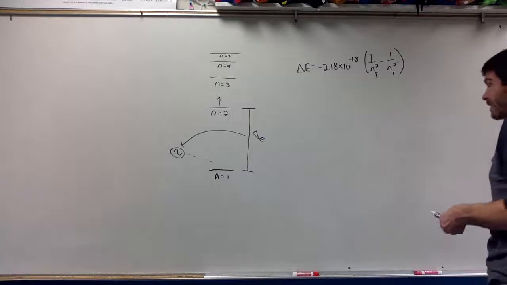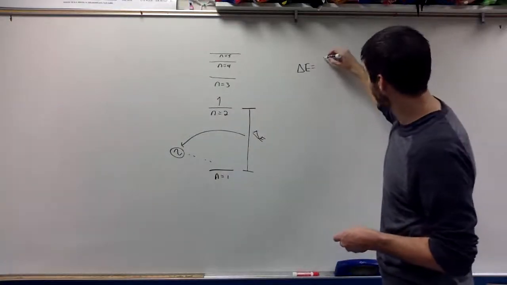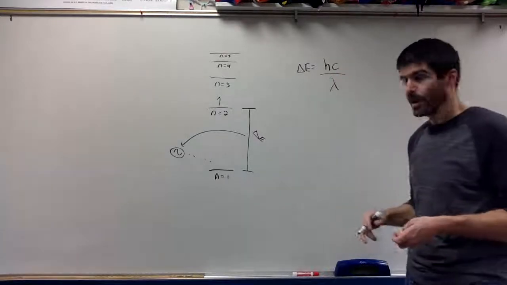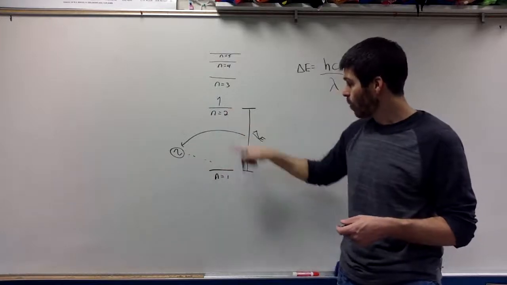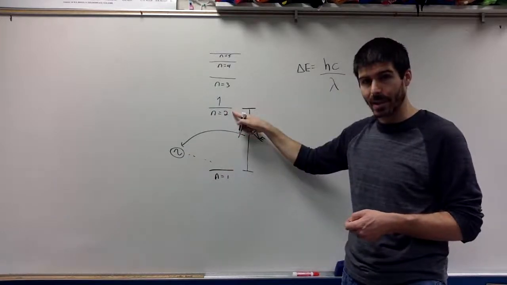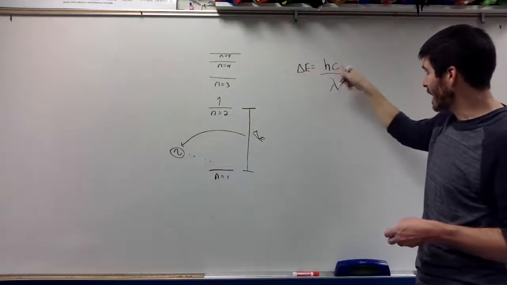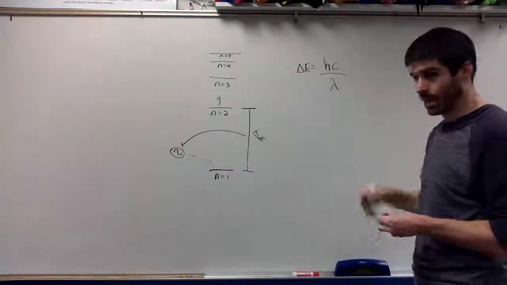We actually need that so we can get to the other one that we do want, which is how energy is related to that wavelength of light. Because this energy jump is going to tell us what kind of light will cause the electron to make that jump. So we get the change in energy is hc over lambda. This is Planck's constant, and the speed of light will give us the wavelength.